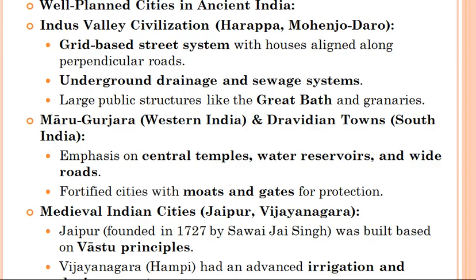Jaipur was built by Sawai Jai Singh on Vastu principles. Vijayanagara, Hampi had an advanced irrigation and drainage system. Like this, these were well-planned cities in India.